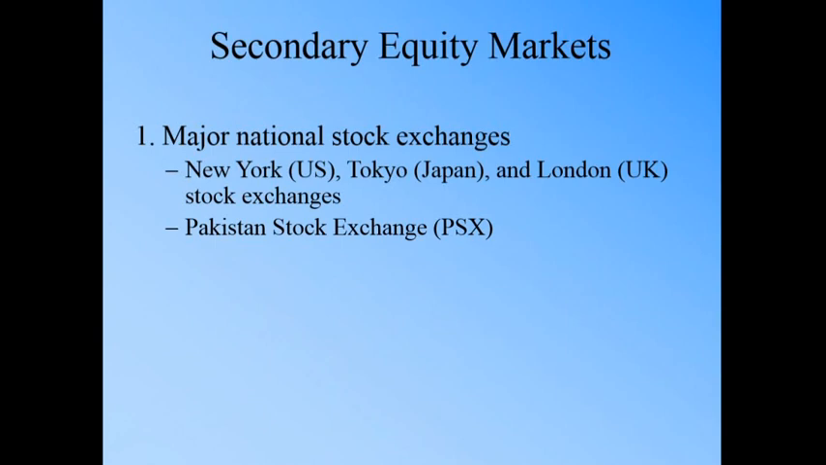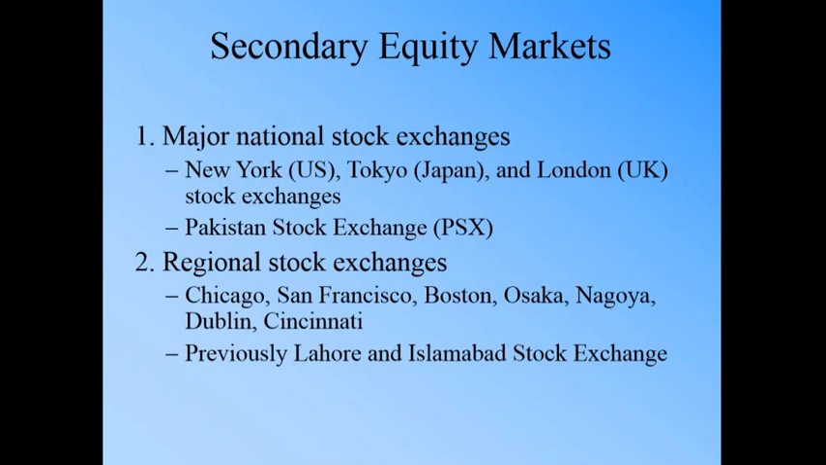Secondary markets, equity markets, the most common ones, the major stock exchanges in the world. There are the New York Stock Exchange of the US, Tokyo Stock Exchange in Japan, the London Stock Exchange in the UK. These are the well-known stock exchanges. There are many more, so I'm not explaining all those secondary markets. In Pakistan, we have the Pakistan Stock Exchange, the secondary market for equities that we have. Then there are some regional stock exchanges as well. The first category is of national level, and then there are regional stock exchanges as well.